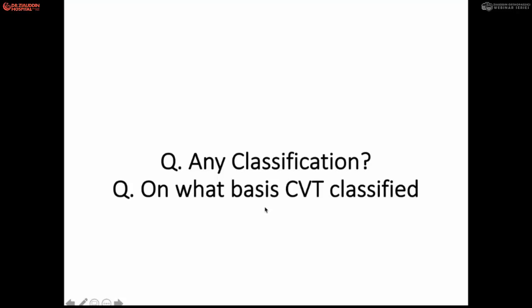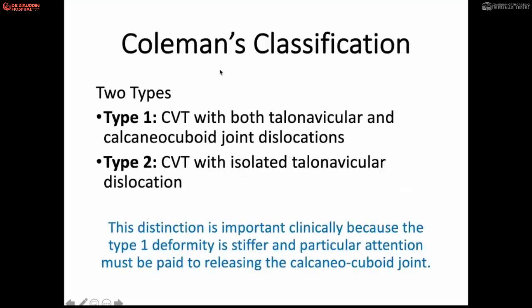Now, there are classifications regarding congenital vertical talus, and mostly they are based on the pathoanatomy. Coleman's classification is most commonly used, in which type 1 is congenital vertical talus with both talonavicular and calcaneocuboid joints dislocated, a severe deformity. If there is only an isolated talonavicular dislocation, it is called type 2. This distinction is very important because it indicates the rigidity of the congenital vertical talus.